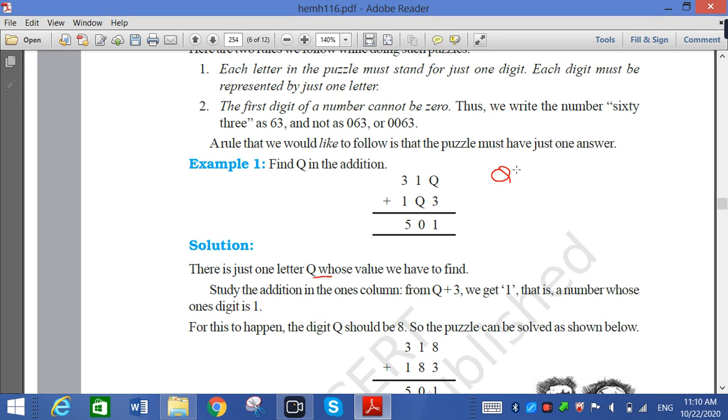So Q we have to find out. So Q plus 3 is equal to 1. What do I have to put to get 1? Okay, 8. 8 plus 3, that is 11. So I have to write 8. So here it is 8.